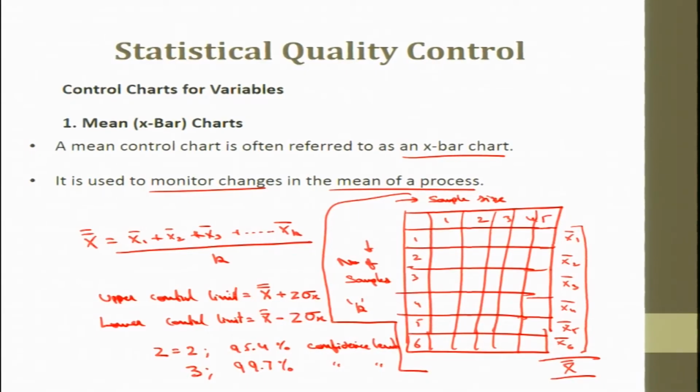Here sigma x is the standard deviation of the distribution of sample means. Sigma x can be calculated from the standard deviation of the population as sigma divided by the square root of n. So, if the population standard deviation is given, then we can calculate it like this. Here n is our sample size. Okay. So, we can calculate the upper control limit, I will put it UCL, then LCL, and we can try to plot the chart.